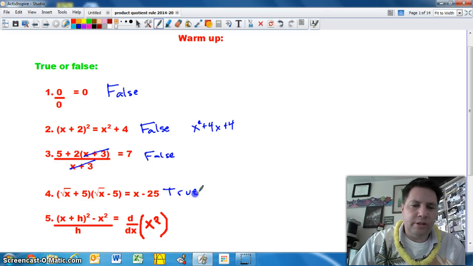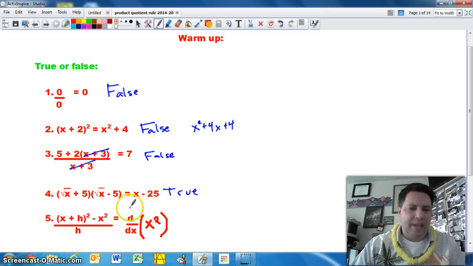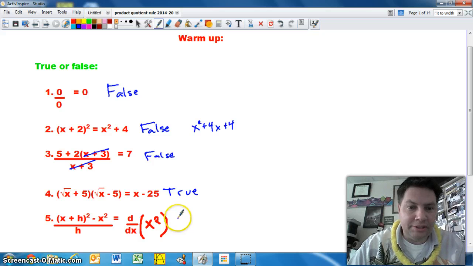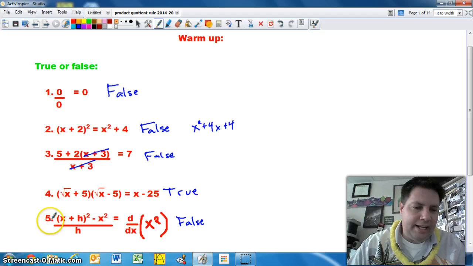Finally a true answer. And number 5 looks a lot like the definition of the derivative. Do you agree that that one's true? I tried to trick you on this one. It's false because we're missing the limit in front of it. If it had had limit in front of it, then as h goes to 0, it would have been true.